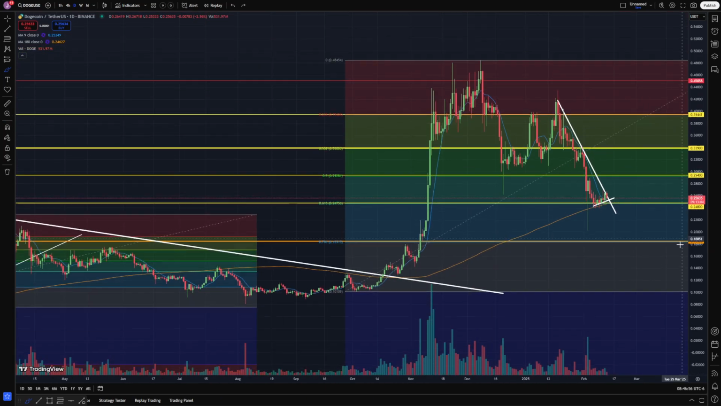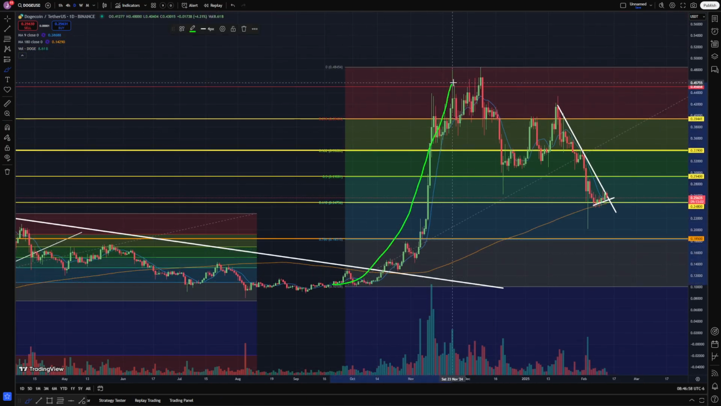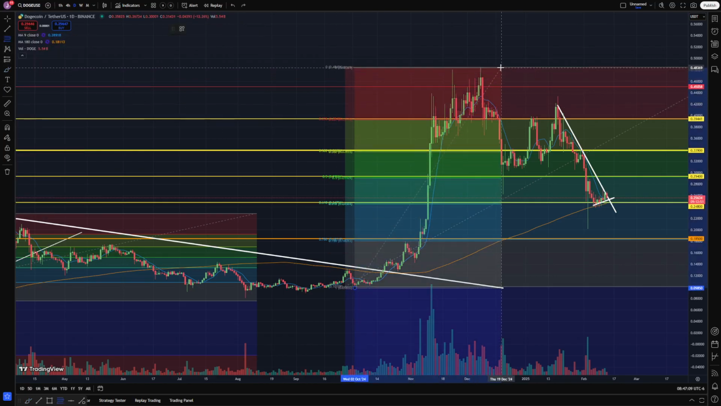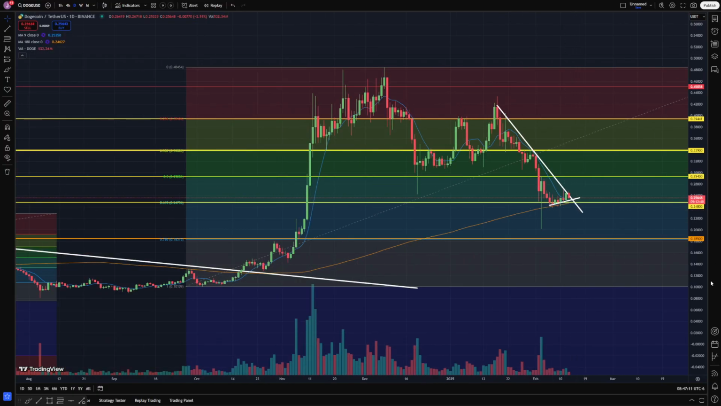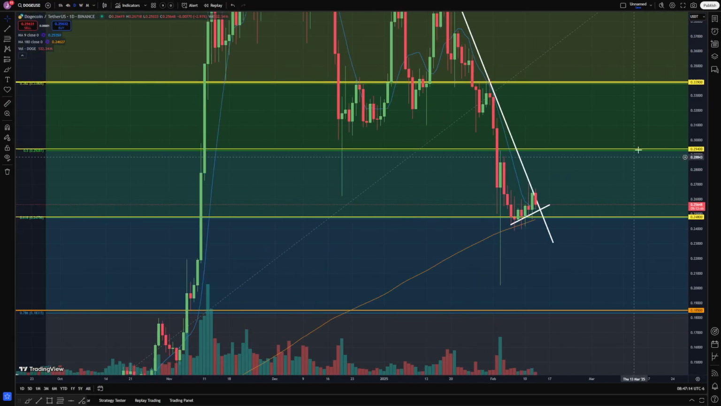How do I get these levels? When we have a big, huge run, and we start having trouble, or we feel like it is topping out, then we get the Fibonacci retracement tool, drag from the bottom to the top, and that gives me those levels that I was talking about. So yeah, they act as support and resistance.